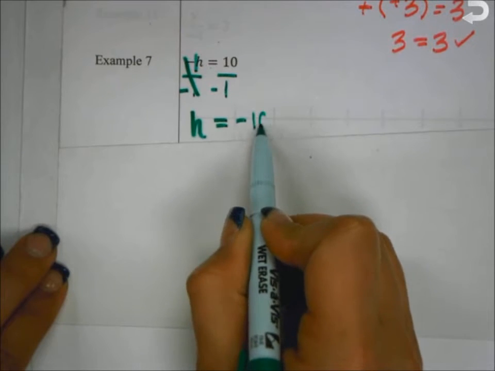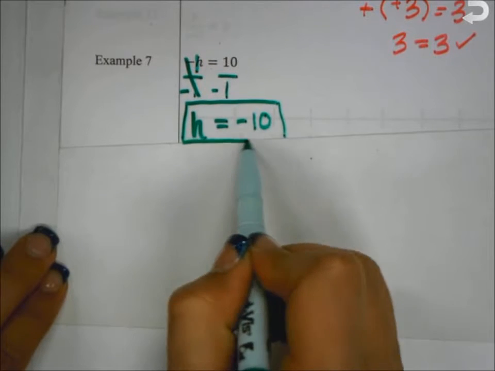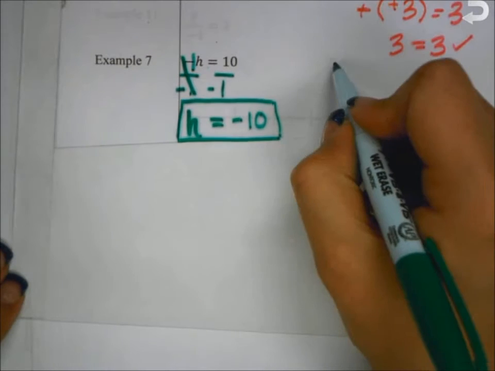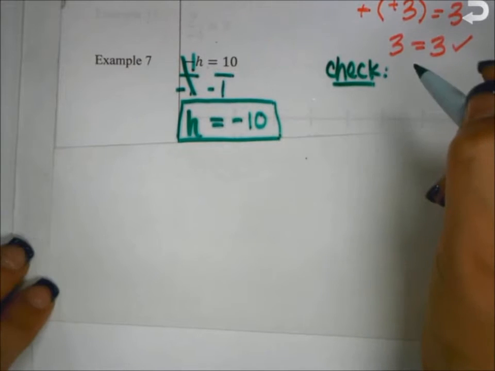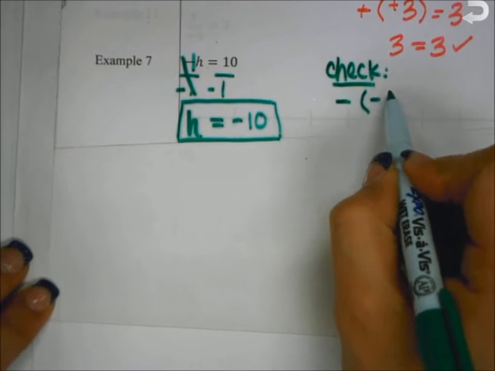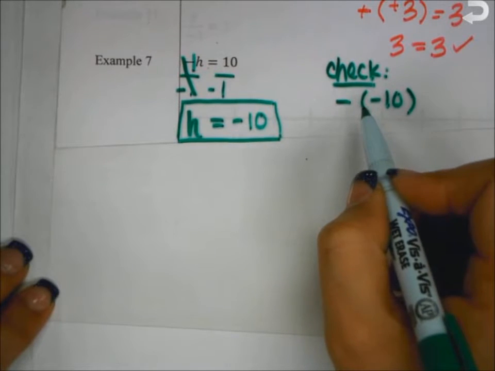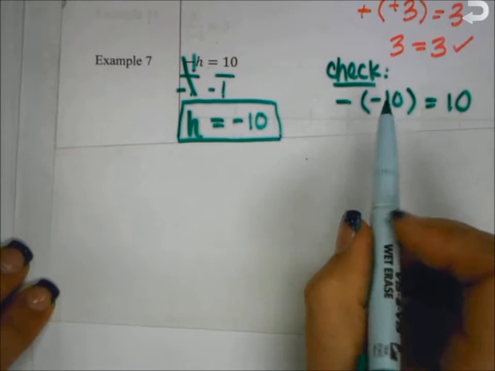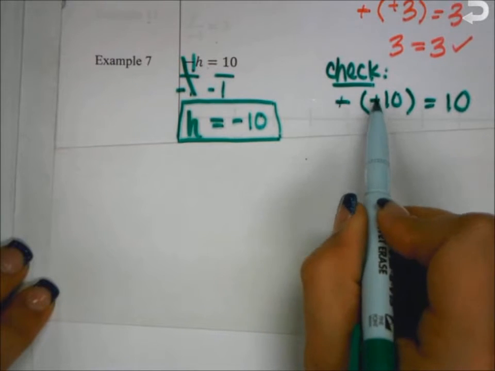So let's check it. Negative h. What does h equal? Negative 10. So we have negative times negative 10 equals positive 10. I have minus and negative. What happens there? It all becomes positive. So we have positive 10 equals positive 10. Is that true? Yes. So we got the correct answer.